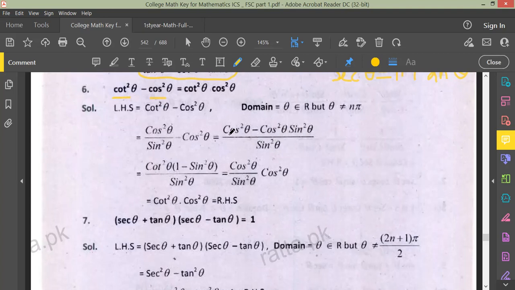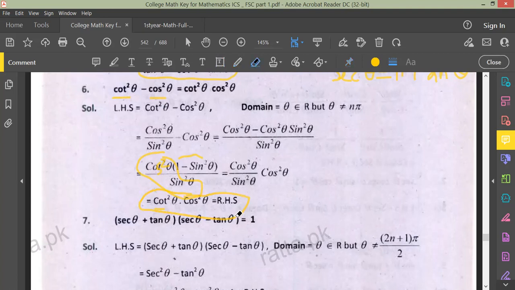After taking cos square theta common, this will be 1 minus sine square theta. So we know that 1 minus sine square theta is equal to cos square theta. So this will become cos square over sine square, which is cot square theta, and this will become cos square theta. So this will be our final answer of question number 6.